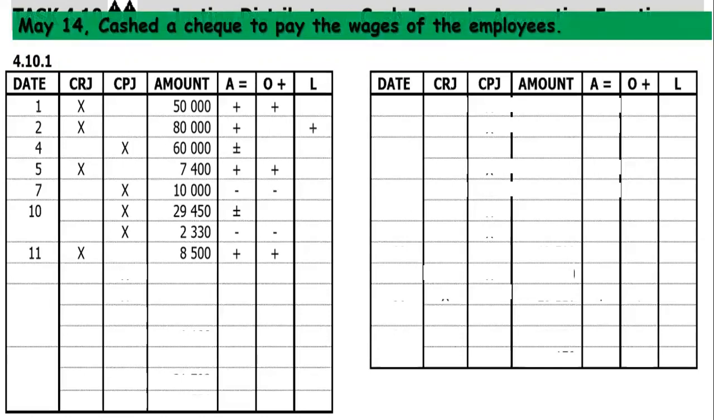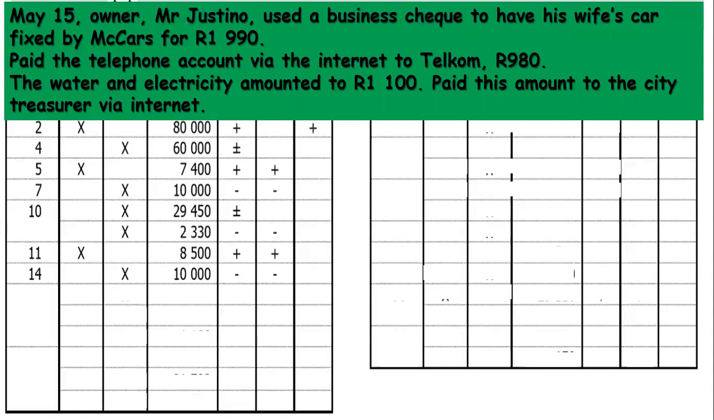And then May 14, cashed a check to pay the wages of the employees. So it's an expense, there's a payment, cash payments journal, it reduces assets and reduces owner's equity. And then on May 15, Mr. Justino used a business check to have his wife's car fixed by McCars. So that one is an expense which will be CPJ, we pay, right? And it reduces owner's equity and it reduces assets.